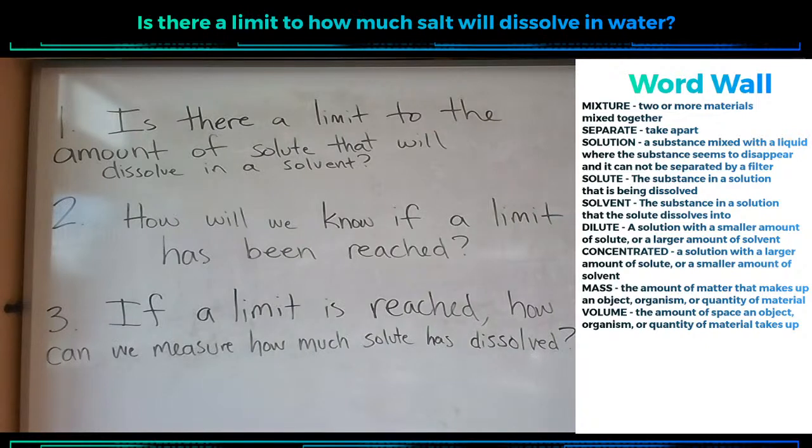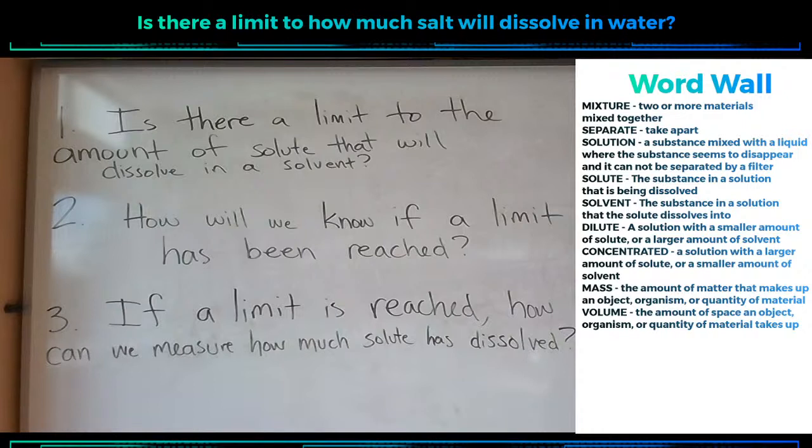So we're going to be trying to answer these three questions today. Go ahead, take a minute, jot those down, now that I have moved my big head out of the way. Question number one, is there a limit to the amount of solute that will dissolve in a solvent? Number two, how will we know if a limit has been reached? And number three, if a limit is reached, how can we measure how much solute has dissolved? Those are our three focus questions of the day.